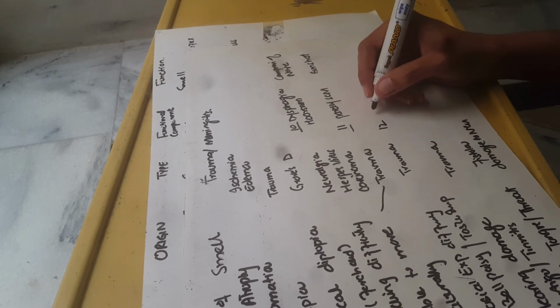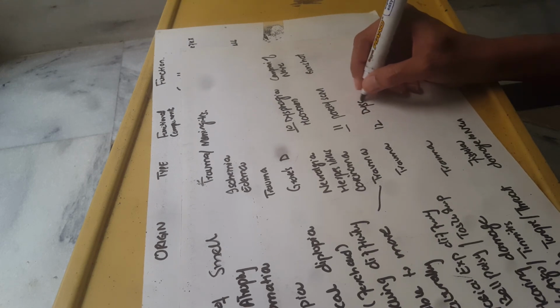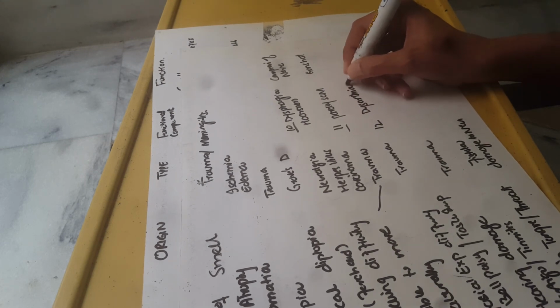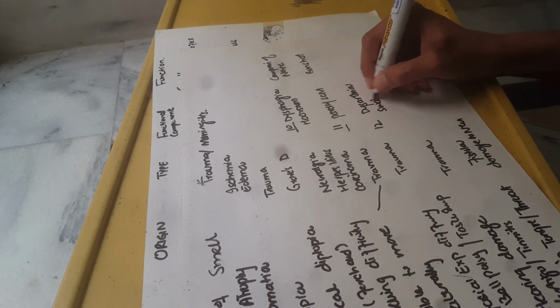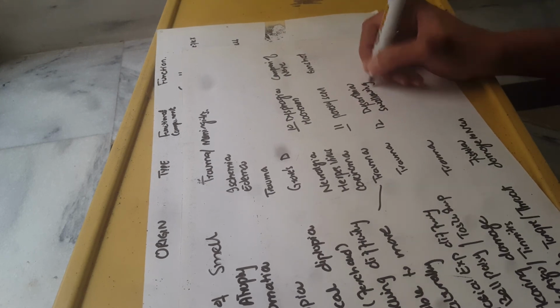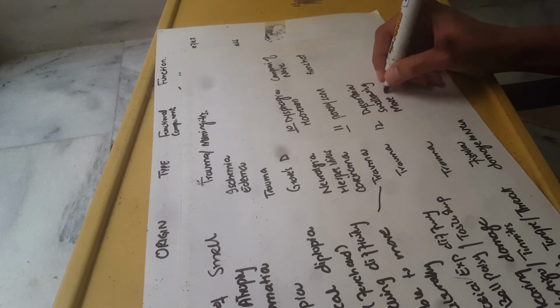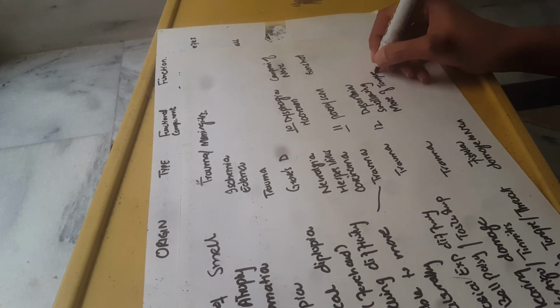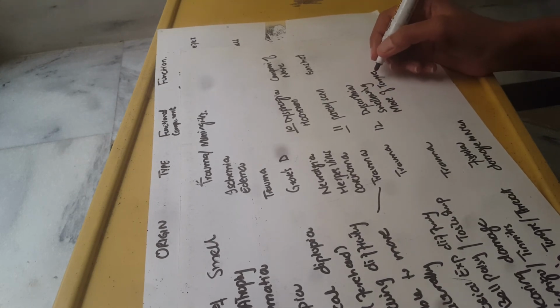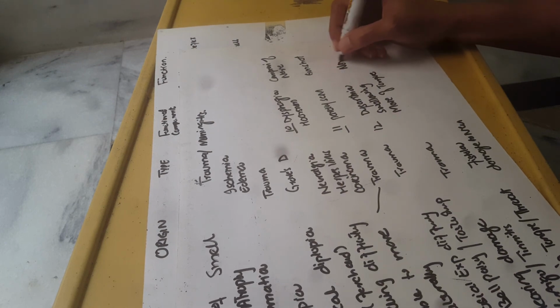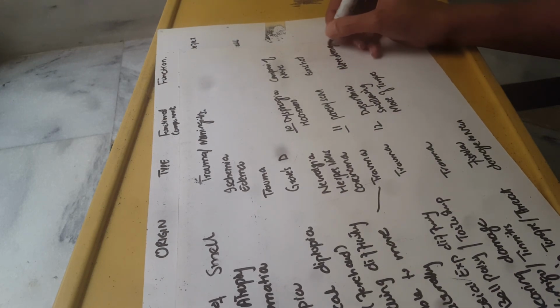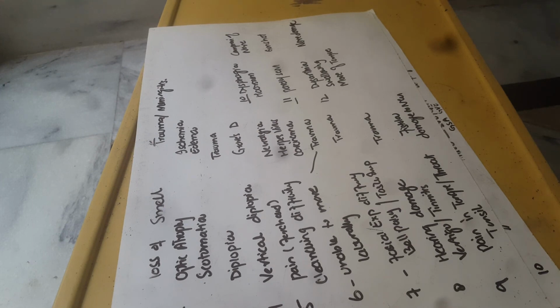Then we have the hypoglossal nerve. It is supplying the tongue, and there is dysarthria and swallowing difficulty. Dysarthria, swallowing, and movement of tongue difficulty. It is most commonly due to nerve damage. This is all for the functional components, along with their functions and the lesions of each and every nerve.